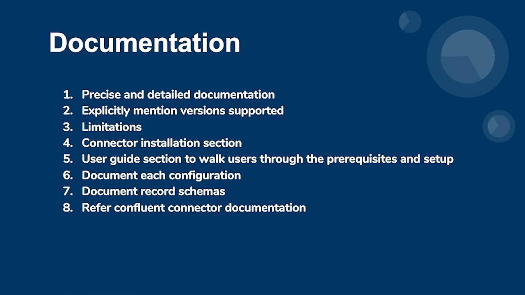The documentation of a connector is as important as the connector itself. So we should be very detailed and clear in the documentation. Mention the supported versions of the services and limitations of the connector. Provide a quick start that walks the users through a basic flow of configuring and running the connector. We can also refer to the existing connector documentation available in Confluent Hub. Those are very nice examples.